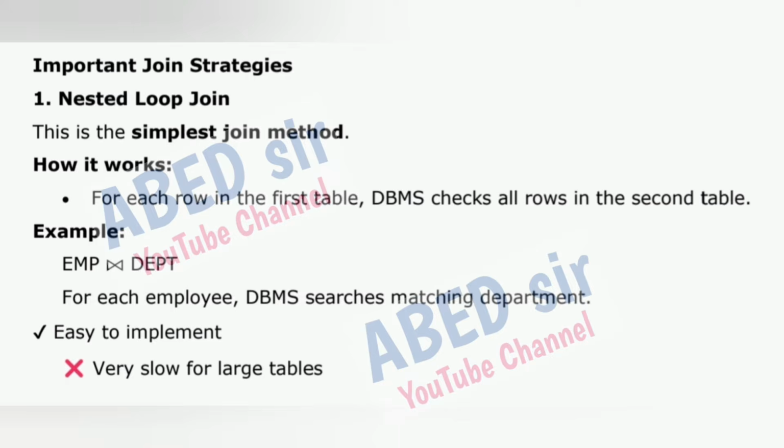This is the simplest join method. How it works. For each row in the first table, DBMS checks all rows in the second table. Example. EMP, DEPT. For each employee, DBMS searches matching department. Easy to implement. Very slow for large tables.